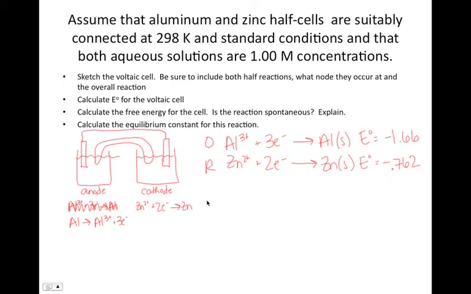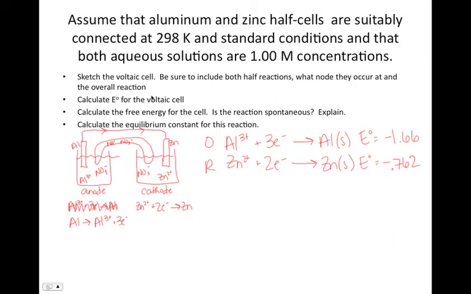And then, so we got what node they occur at, so this is going to be solid aluminum, this is going to be solid zinc, and in here we'll have our zinc ions and our aluminum ions. This will be our salt bridge, so I'll just put some sodiums in there and some nitrates in there. Put some nitrates in here, nitrates in here, and there you go. And then draw your flow of electrons.